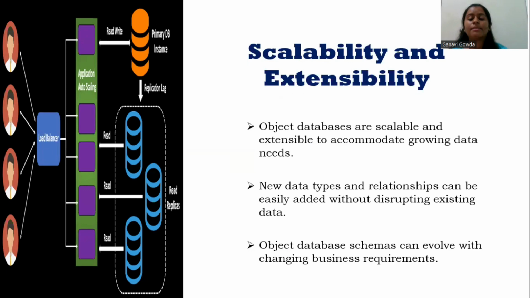Scalability and extensibility. Object databases are scalable and extensible to accommodate growing data needs. New data types and relationships can be easily added without disrupting the existing data. The object database schemas can evolve with changing business requirements.